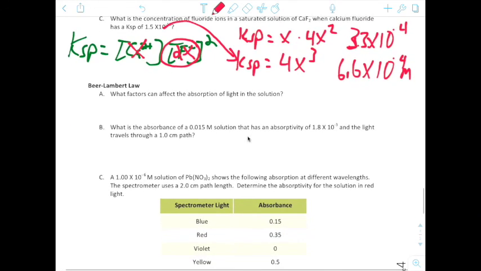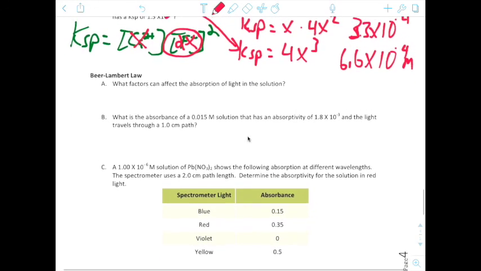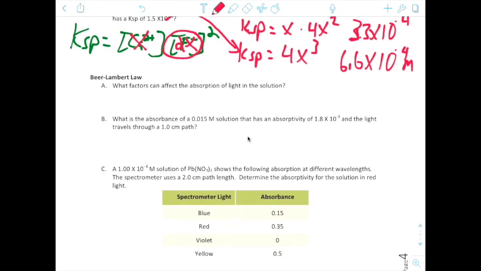Looking at Beer-Lambert's law, it says what factors can affect the absorption of light in a solution. That would be concentration, in Beer-Lambert's law, which is A equals ABC. We say that concentration can affect it, and also the path length can affect it. So B is our path length. That can affect it as well.